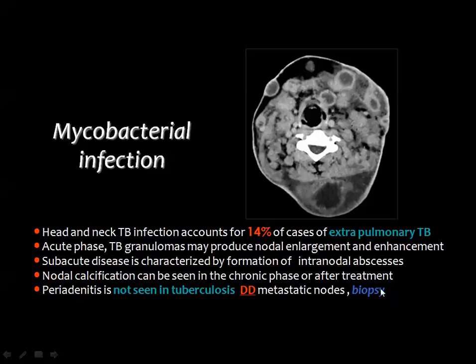TB lymphadenitis, especially in the neck, represents about 14% of extrapulmonary tuberculosis. In the acute phase, the nodes will show homogeneous enhancement.